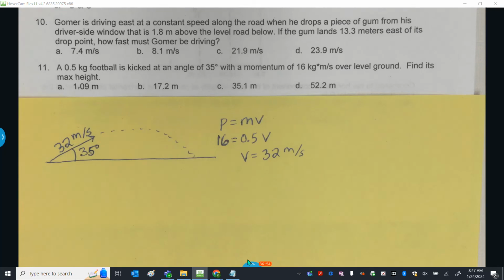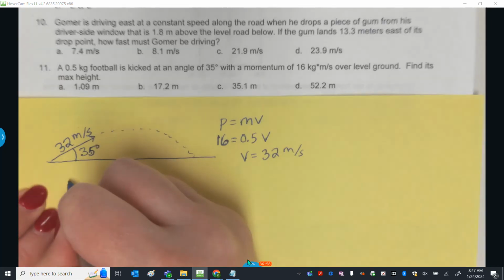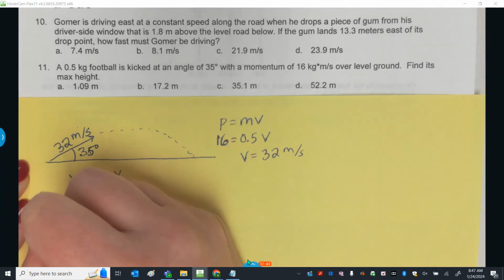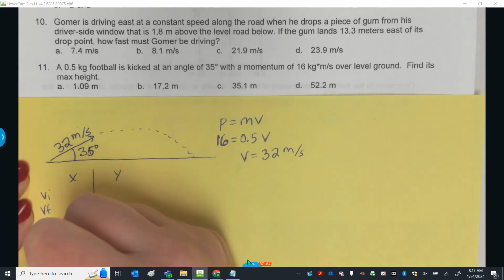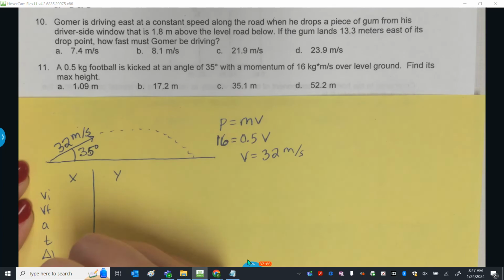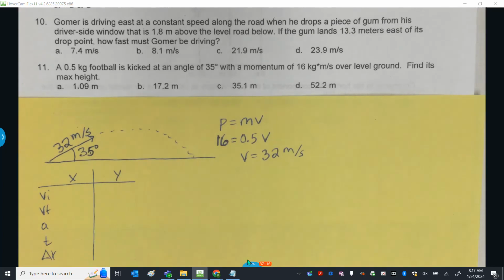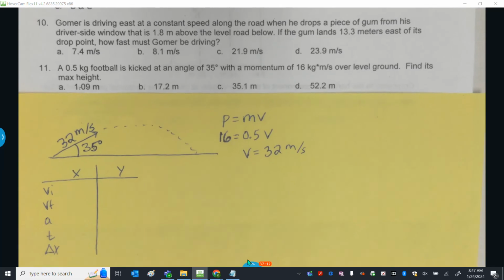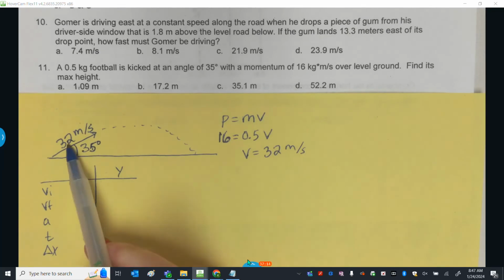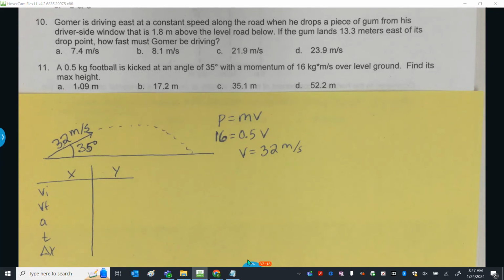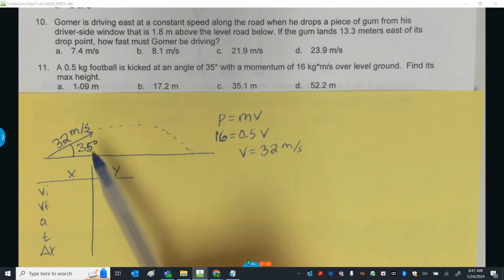Okay, so let's go ahead and make a table. We need to organize our data, x, y. We need VI, VF, A, T, and delta x or delta y. All right, so I can't put this 32 in my table, because this 32 is at an angle. It is not a vertical velocity. It is not a horizontal velocity. It is a velocity at an angle.